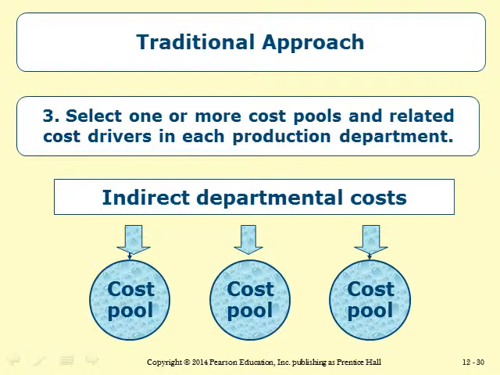And so we select our cost pools and related cost allocation bases in each production department and assign all the indirect departmental costs to the appropriate cost pool. For example, you might assign a portion of the indirect departmental cost on the basis of direct labor hours, another portion on the basis of machine hours, and the remainder on the basis of number of parts. Be sure to use separate cost pools for fixed costs and for variable costs.